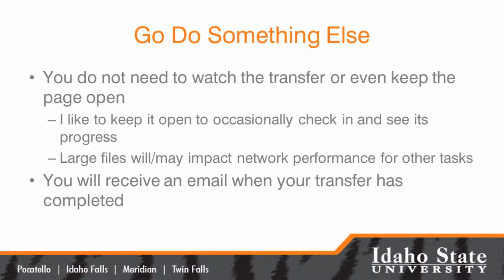And understand, though, that large files will or may impact network performance for you for other tasks. Globus is pretty good at saturating your network, filling it up as much as possible to get that data to come through as quickly as possible. So you may see that if you're trying to do other things online, it's slow. Well, yeah, because this is giant data, very large data. Globus is trying to give it to you as quickly as possible, and your network is going to have some impact because of that big data coming across.